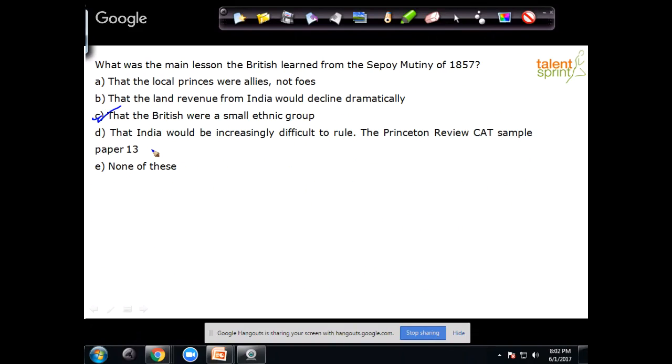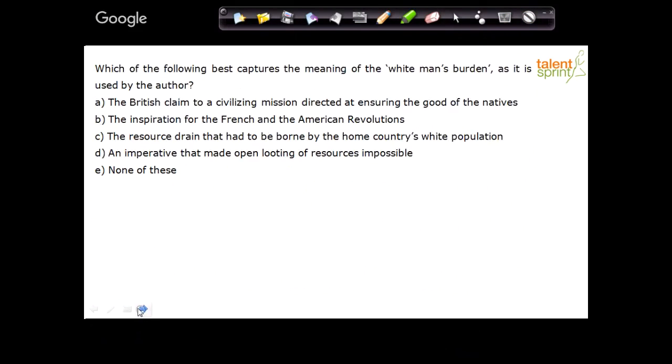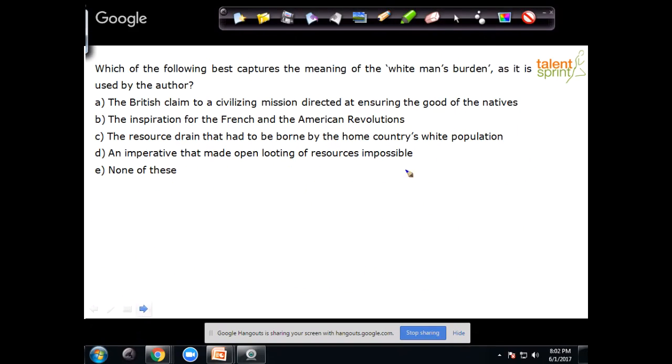Now, if you don't count the first two questions, which took a lot of time because I was going back and forth and searching, the third one was pretty easy. You got 1 mark. Most of us quickly skip RC, we're like, no way I'm spending time here. At least you got 1 mark within 10 seconds. Let's look at another question. Which of the following best captures the meaning of the white man's burden as it is used by the author?